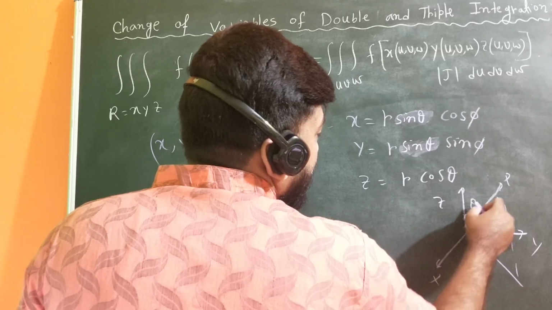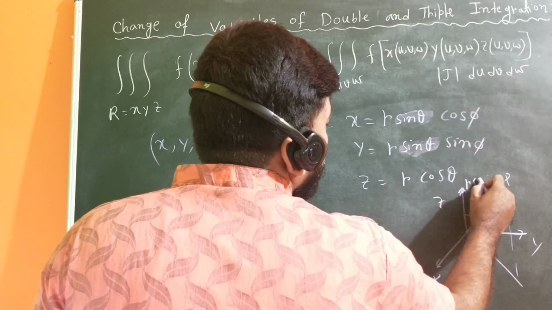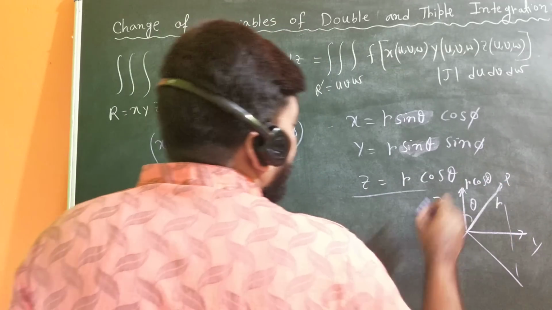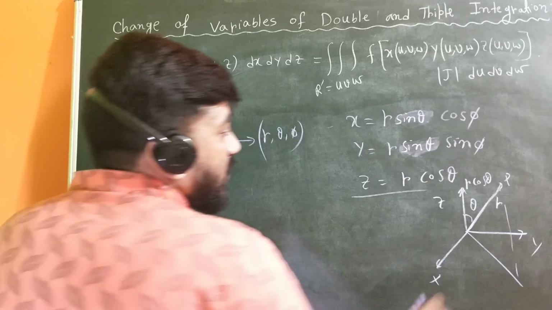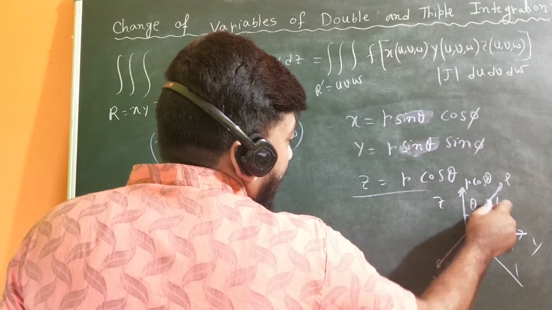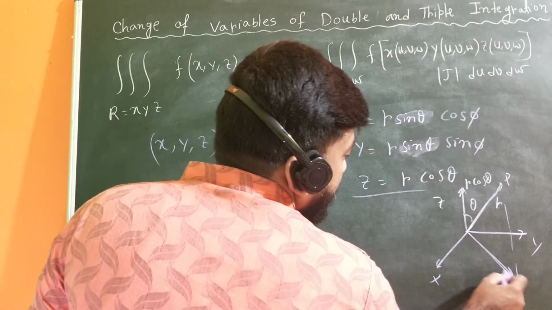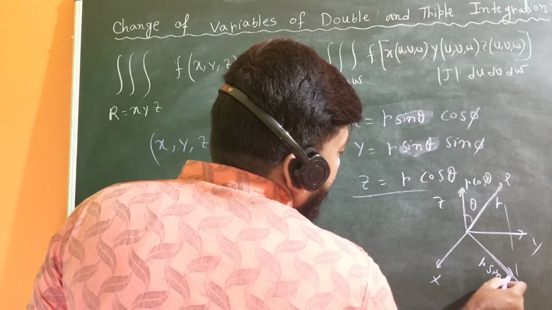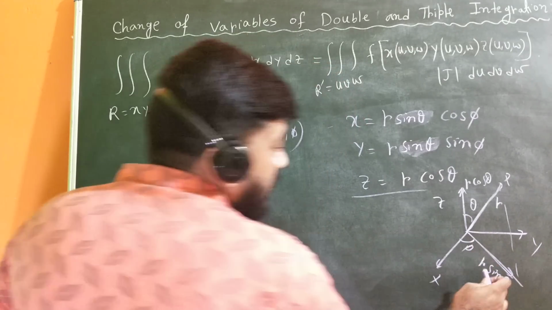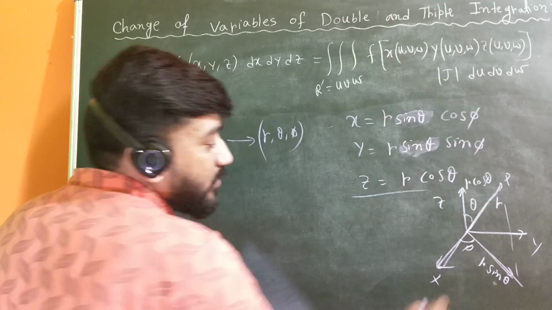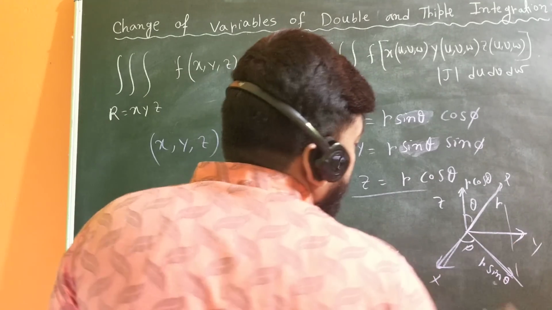So if this is r, then along z axis you can see this is r cos theta. So you can directly write that z is equal to r cos theta. But the component of r sin theta is along this direction. So this is r sin theta, and as you know this is phi. So the r sin theta component along this direction will be r sin theta cos phi, and along this direction will be r sin theta sin phi.